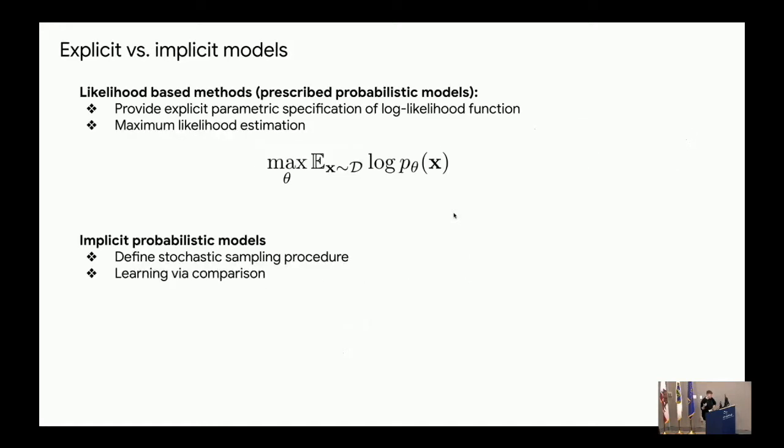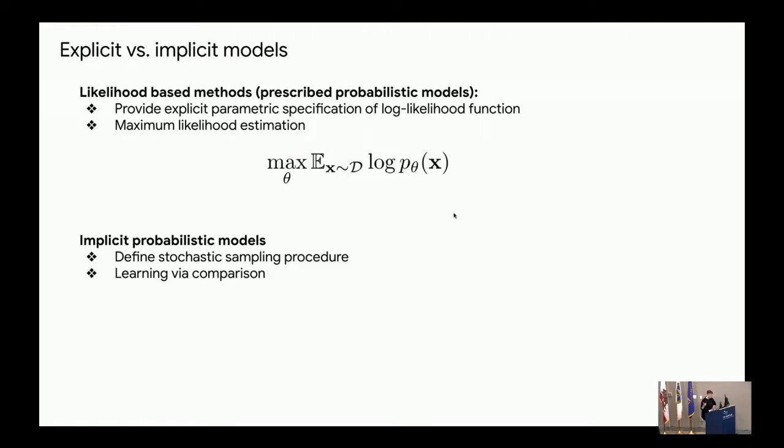Okay, another thing that's going to come up is this difference between explicit and implicit models. Likelihood-based methods, also known as prescribed probabilistic models, typically provide an explicit parameterization of a log likelihood function. Parameter estimation here proceeds in a very standard way that I'm sure you've learned in the earlier parts of the summer school. We just do maximum likelihood estimation, estimating the parameters that maximize the likelihood of the data that we have access to through our training set under this model that we've defined.